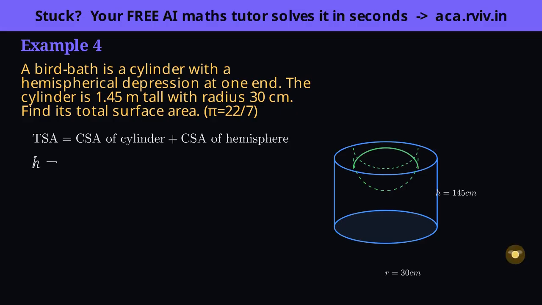Before any formula, a habit that saves marks: check the units agree. The height is given in meters but the radius in centimeters, and you can never mix them. Let's convert the height. 1.45 meters is 145 centimeters, so now everything is in centimeters together.